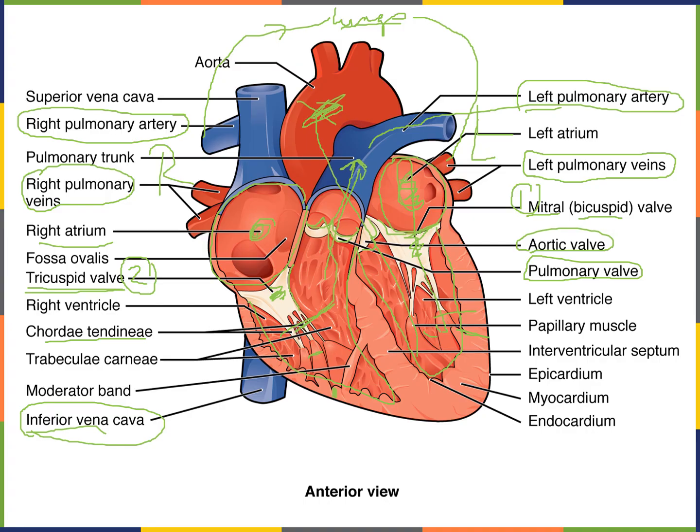Similarly, the superior vena cava collects blood from all the veins that were draining the head, neck, and the upper part of the thorax. That would be into the superior vena cava, and the superior vena cava also sends its blood into the right atrium.